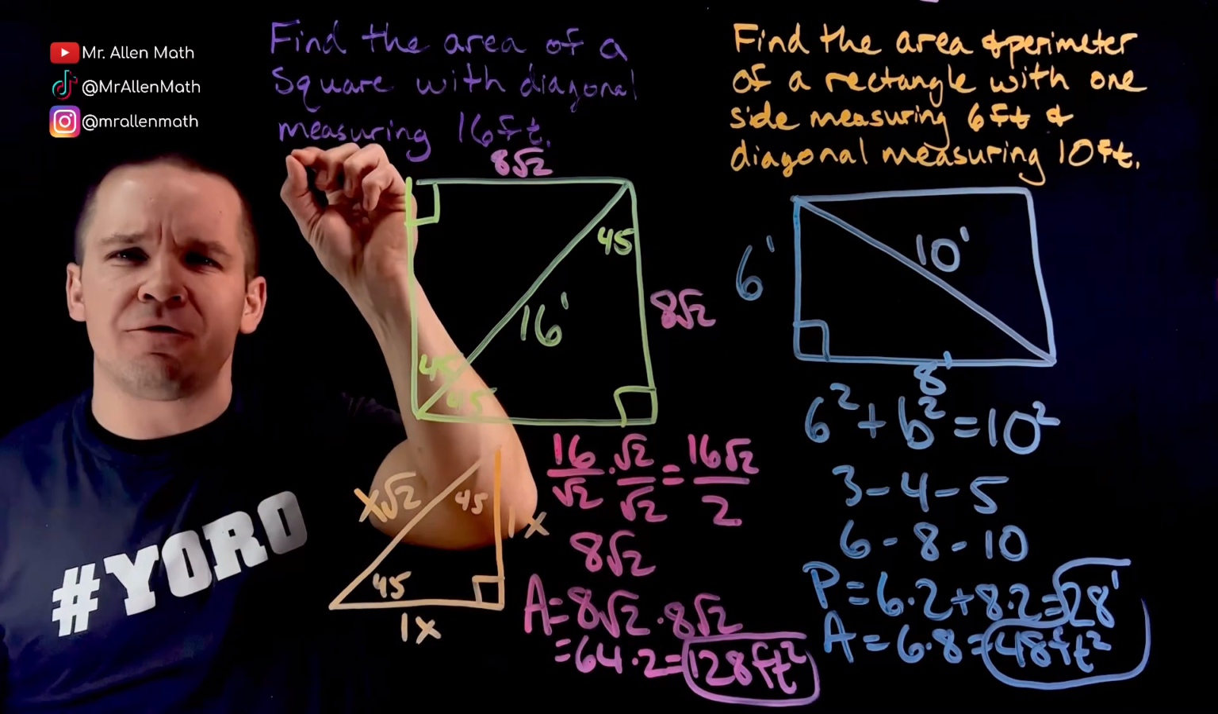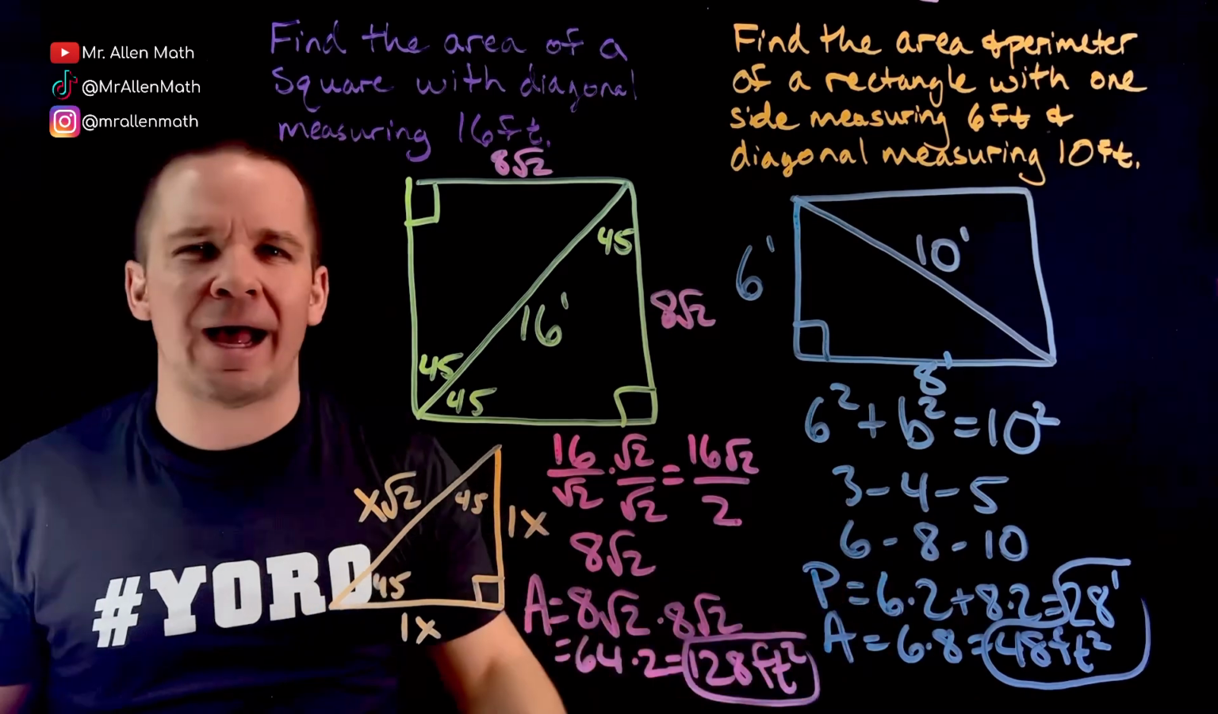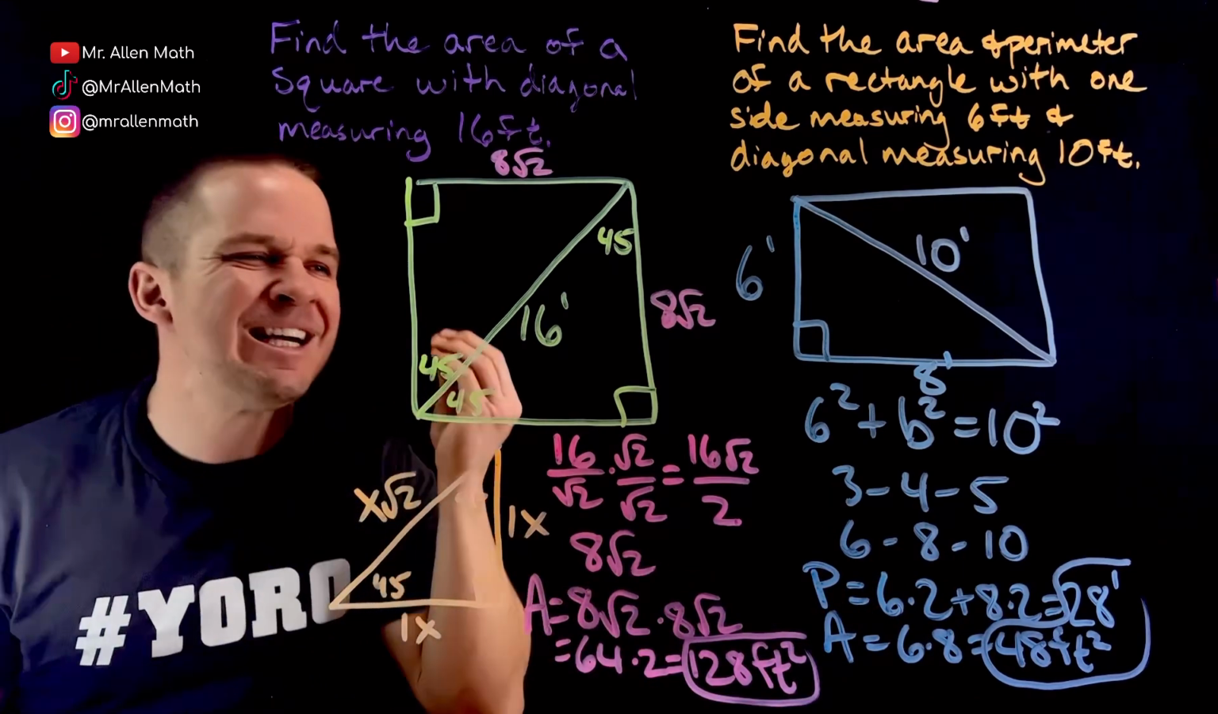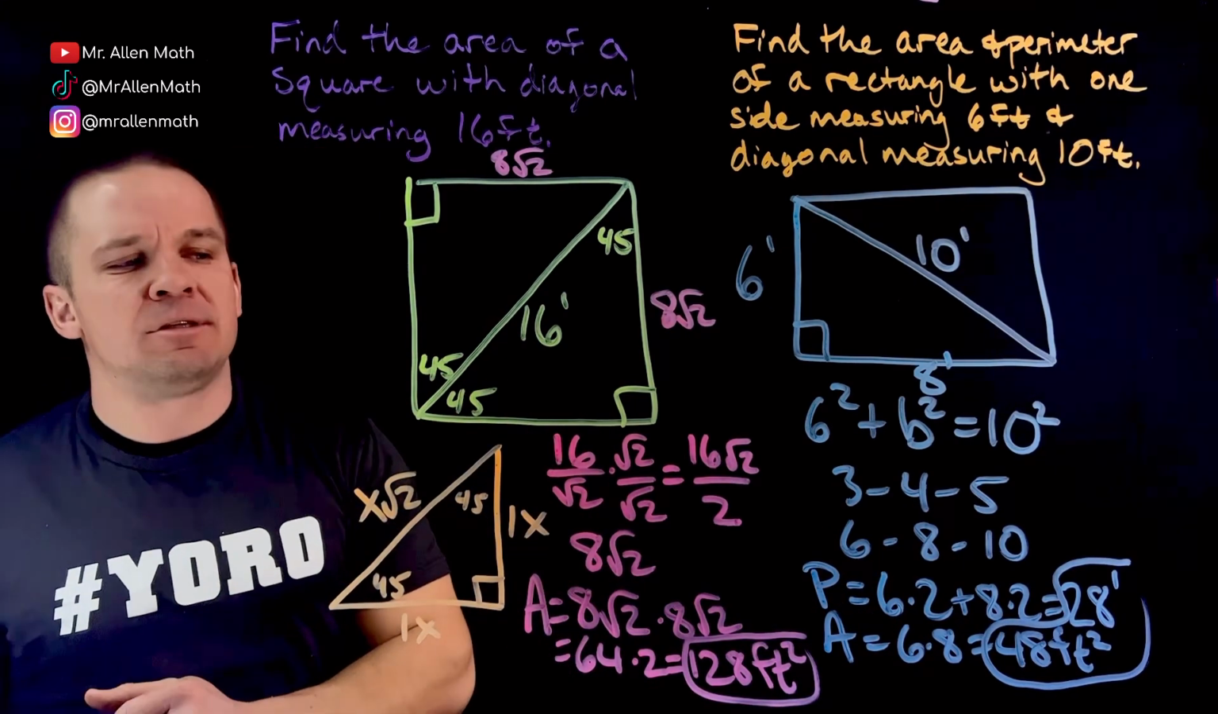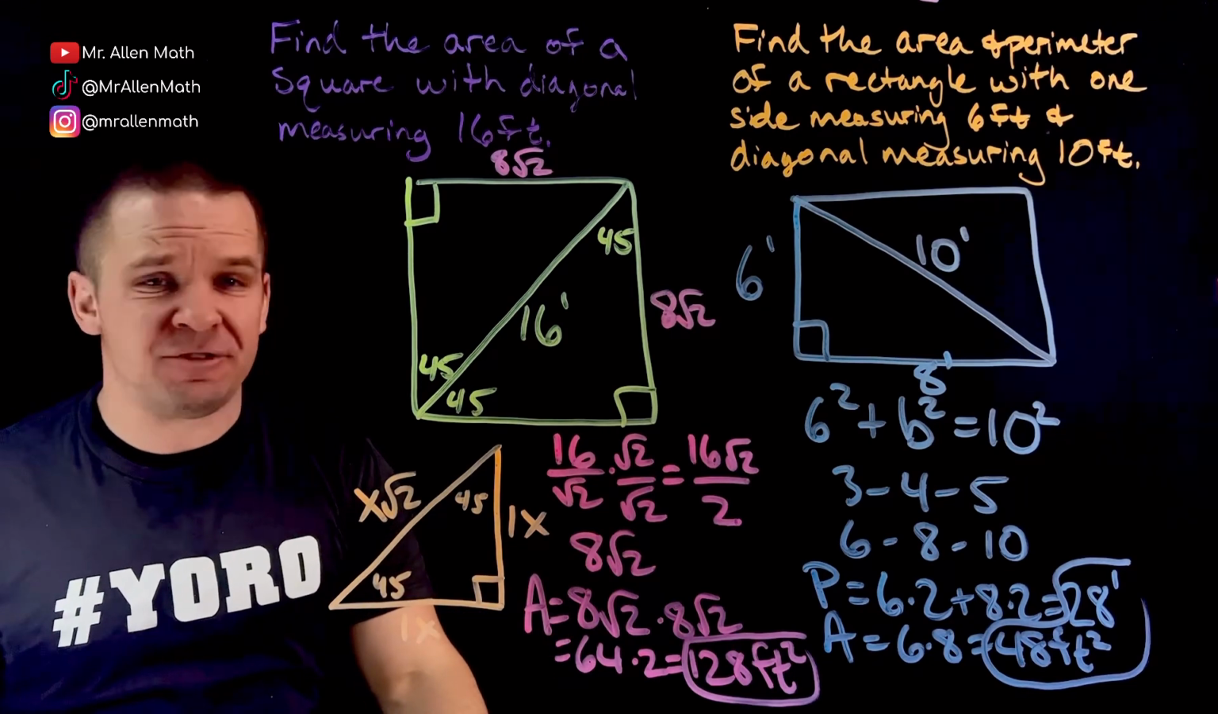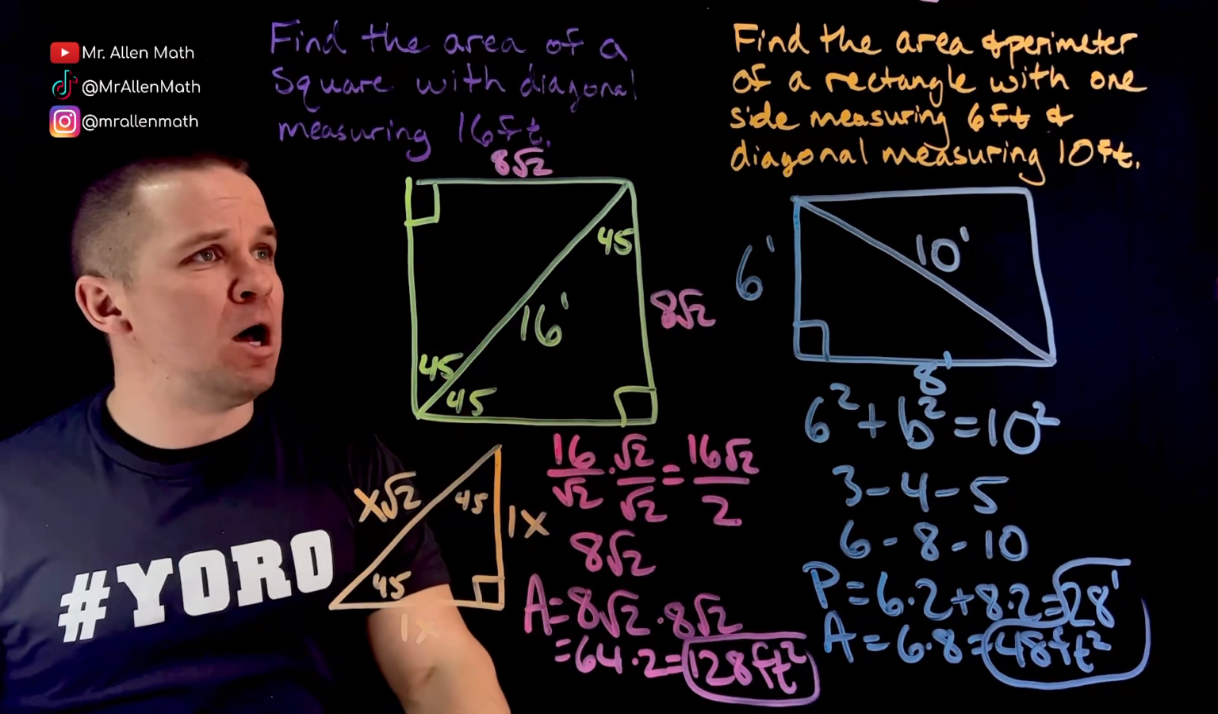I wish there was a way to do like feet squared with the little tick mark, but I don't know if they developed that technology yet to be able to make that happen. So we're relegated to the FT squared. There we go. Boom. That's awesome.